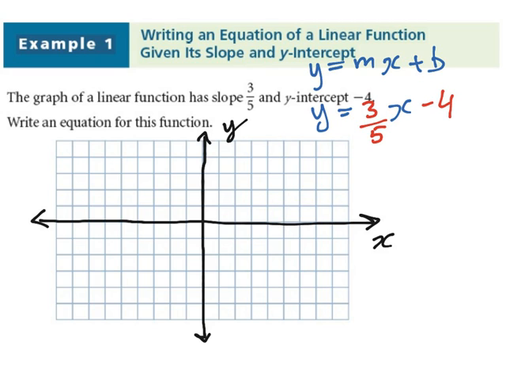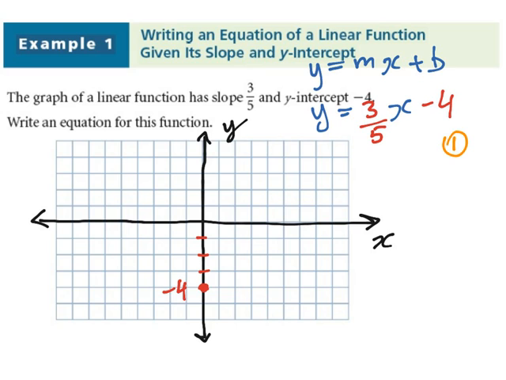Now, how to graph it? We always start at the y-intercept. So we're going to start at the y-intercept, that is where the y is equivalent to -4, and it's right here. This is -4. Going downwards, and we're going to use the slope to draw the next point.